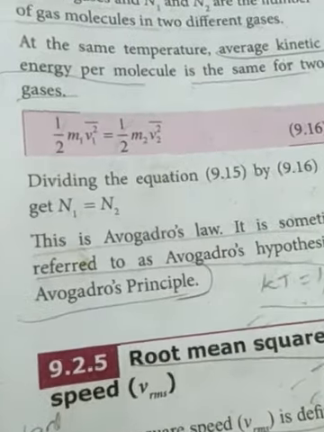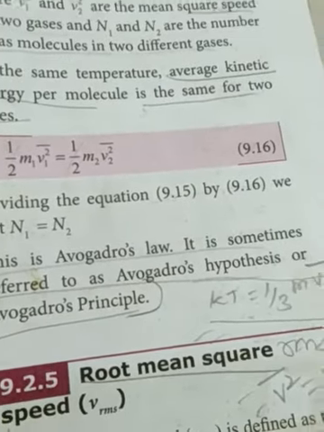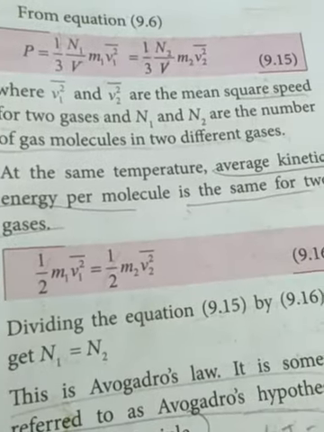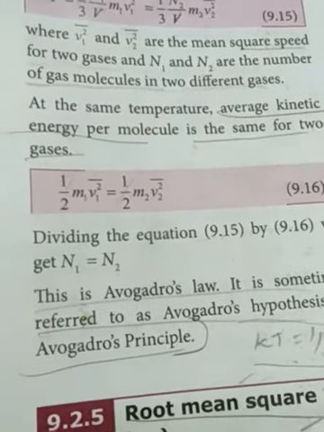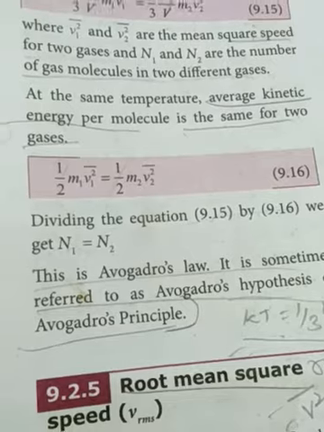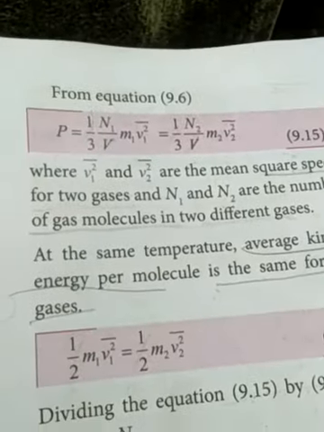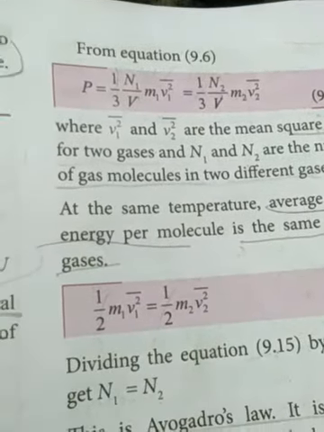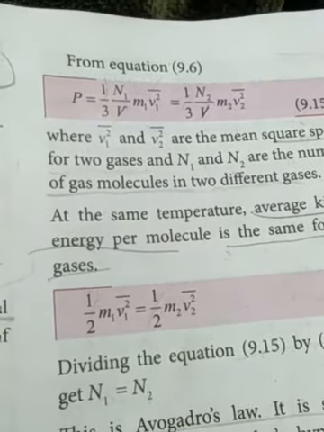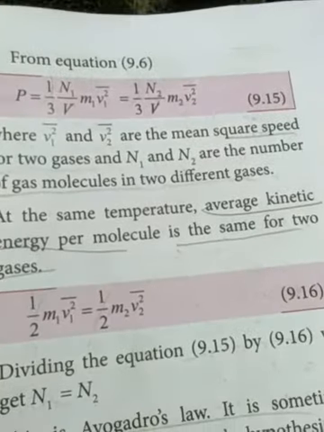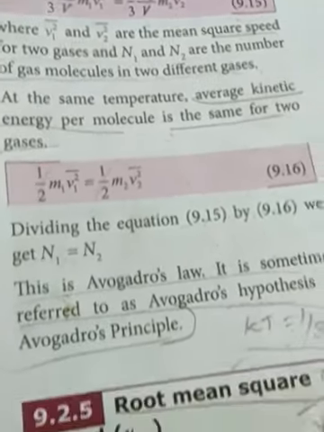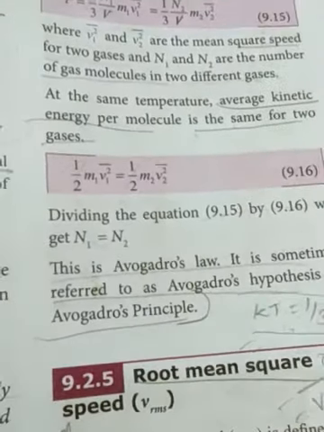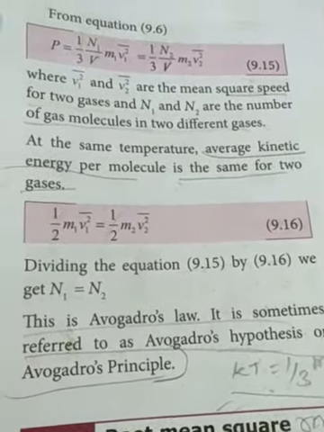Next, dividing equations 15 and 16. You divide both of them. So we get N1 and N2. On dividing, 1 by 3 cancels, 1 by V cancels, and the M1 V square terms all cancel. The balance we get is N1 by N2 only. Next, this is the Avogadro law.